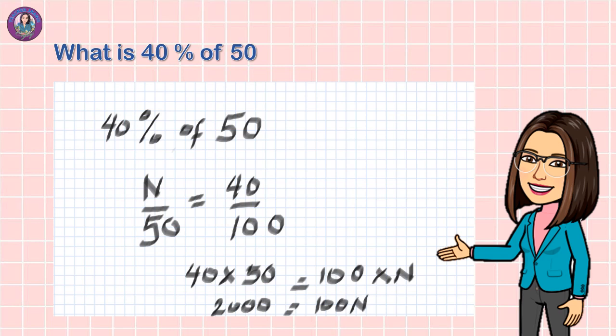That is 2000 divided by 100 is 20. Now what is n? n is 20, or the percentage is 20.